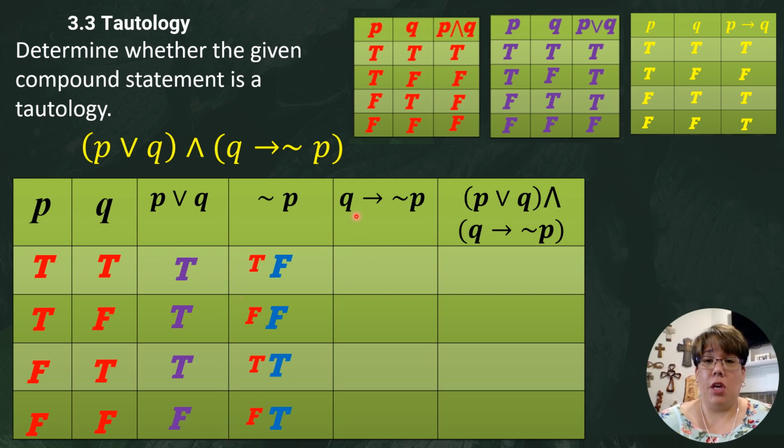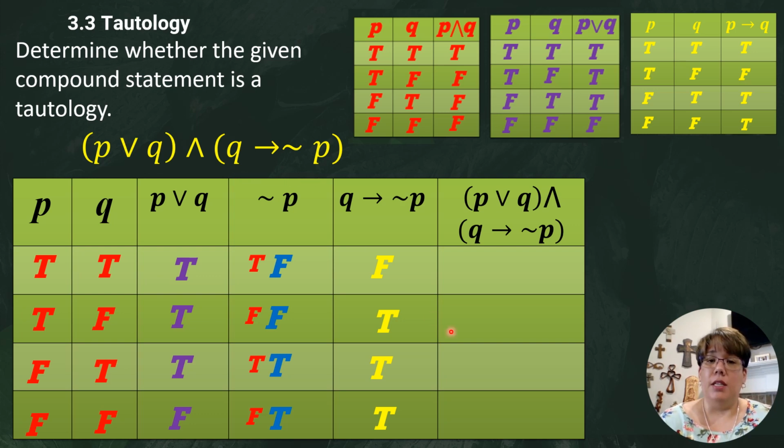Now I'm ready to go over to my conditional chart, my implies chart. I'm going to go to T implies false, false implies false, T implies true, and false implies true. So I'm going to go over to that chart and copy all of those values down. So I did that, I went and got all of those values down. That's where all of those are, so that is this right here.